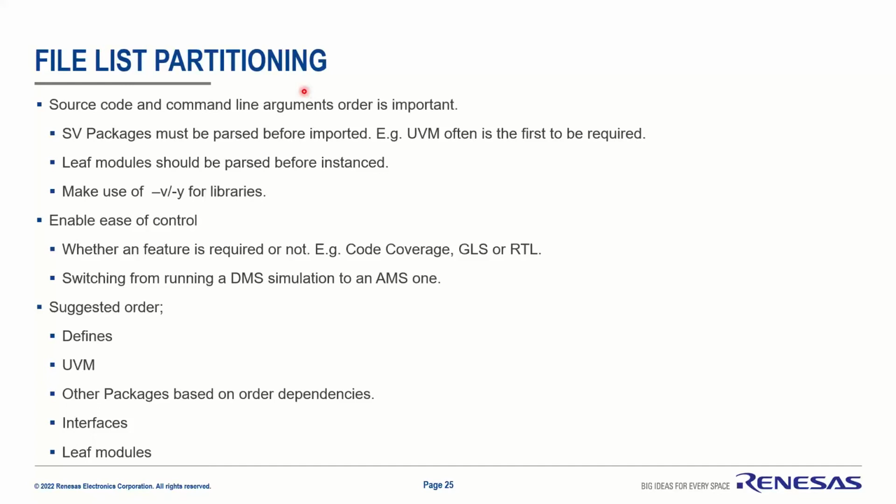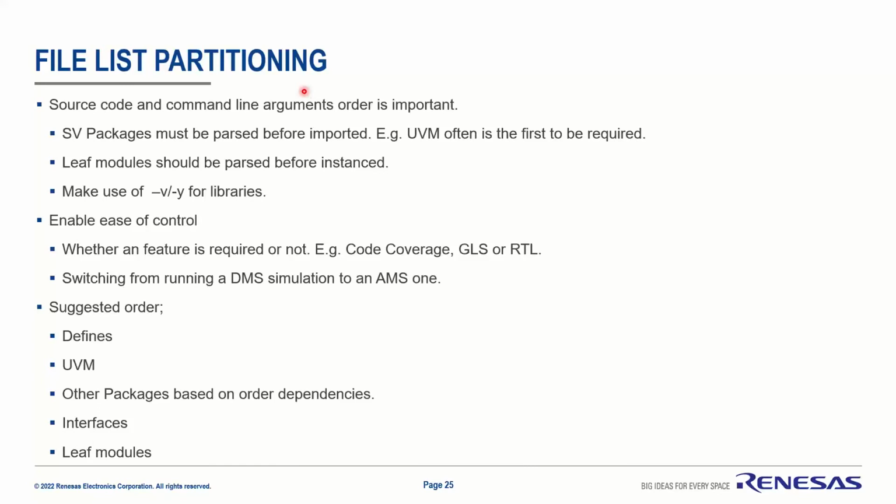We also want the file list to be easy to control. We want to be able to turn on and off code coverage, switch between GLS or RTL, switch between DMS and AMS without having to re-edit a file list. So you want to partition it cleverly or in a nice, clean way.